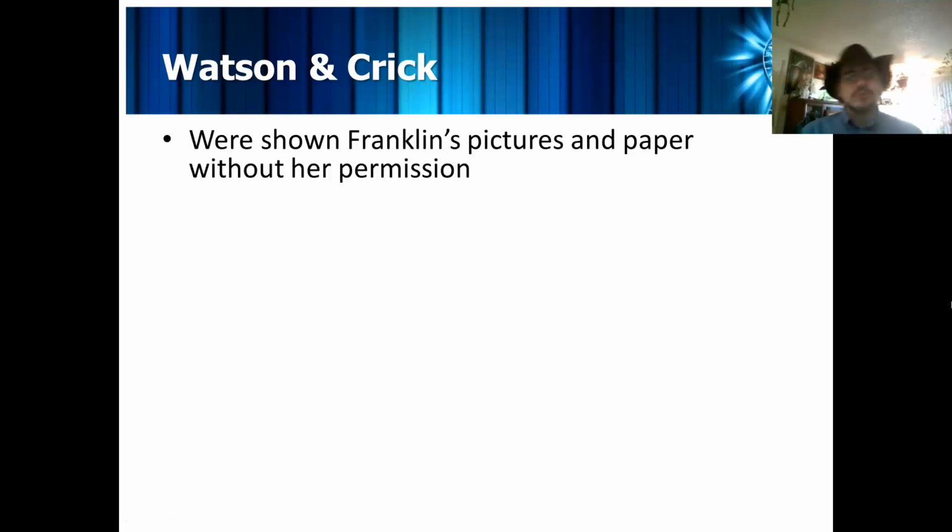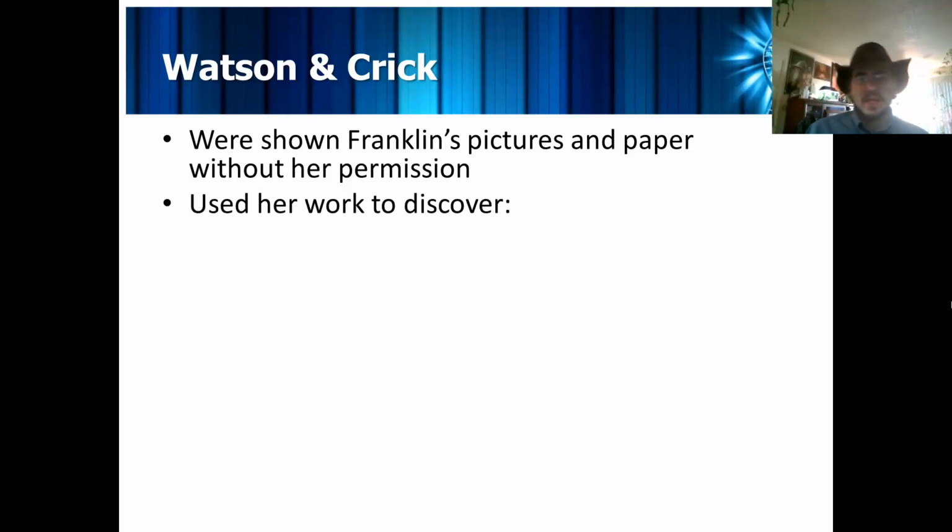Next up comes Watson and Crick. Watson and Crick, they came along and they visited merry old England. They were working on DNA too, and the head of Rosalind Franklin's department was like, "Hey dudes, check this out." And he showed them Franklin's pictures and her unpublished upcoming paper talking about the structure of DNA. And he showed it to them without Rosalind Franklin's permission.